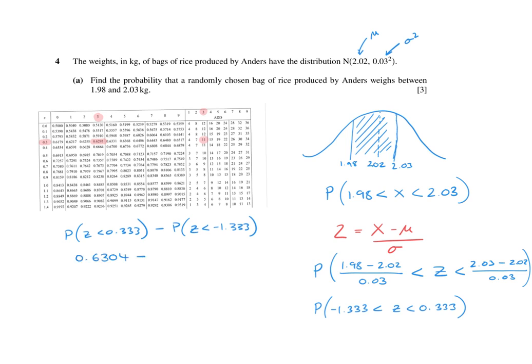So this gives us a value of 0.6304. Now the second one is a little bit harder because we're going less than a negative and our table doesn't have a negative. So we're actually going to use symmetry. We're going to find 1.333 in the table and then subtract that from 1 because that's our symmetry. So on the table, that gives us a 0.9087. Now, if I just type this into my calculator, this is going to give me a probability of 0.539.